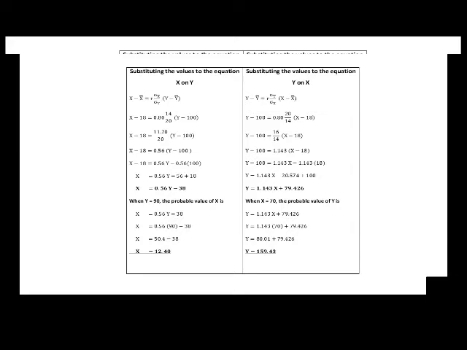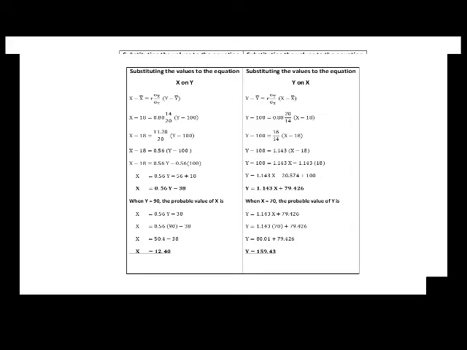When y is equal to 90, the probable value of x is equal to 0.56 y minus 38. So x is equal to 0.56 into 90 minus 38. X is equal to 50.4 minus 38. The final value: when y is equal to 90, the probable value of x is equal to 12.40.